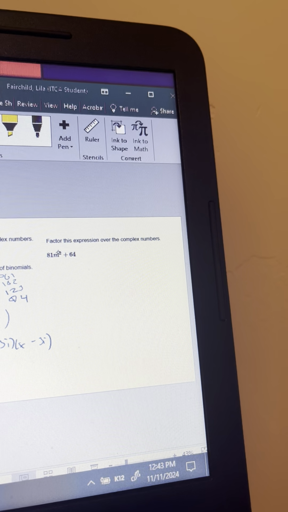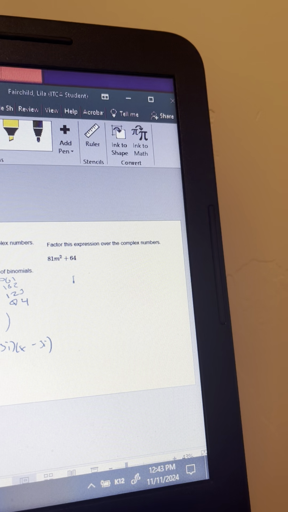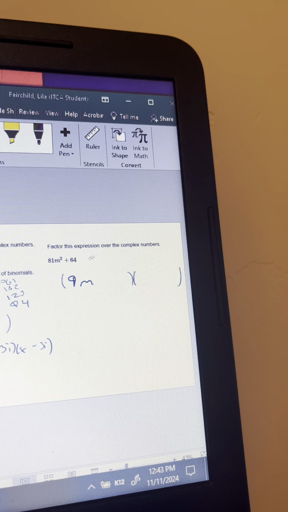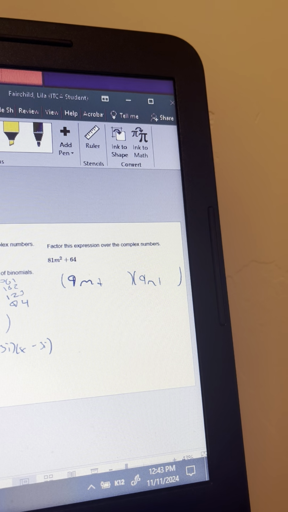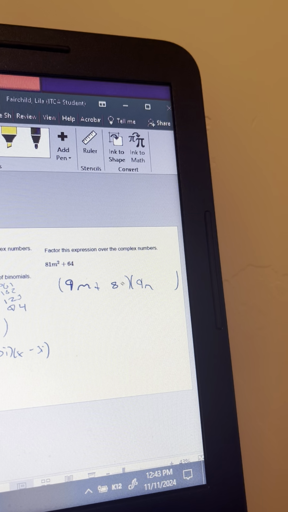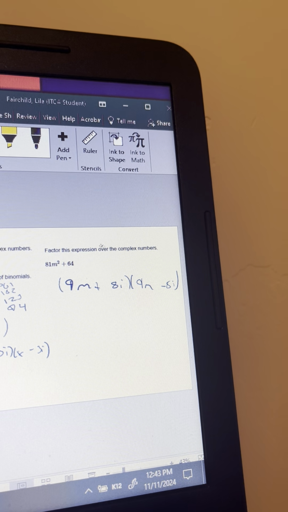You just need to, like it says, factor the expression. So 81 can turn into 9, and then since there's m, and there will be 2 of these since it says 81 m to the power of 2. And then 64 can turn into 8, so it would be 8i, and then this needs to be negative 8i, and then yeah, that's your answer.